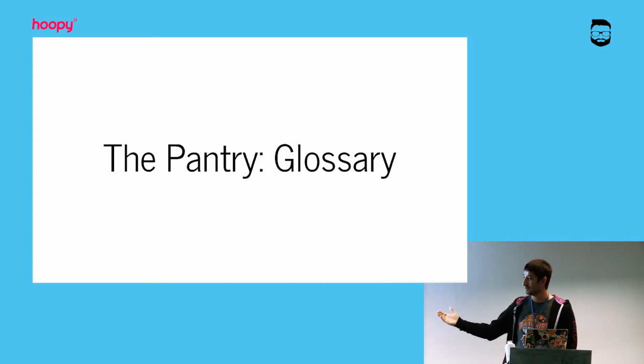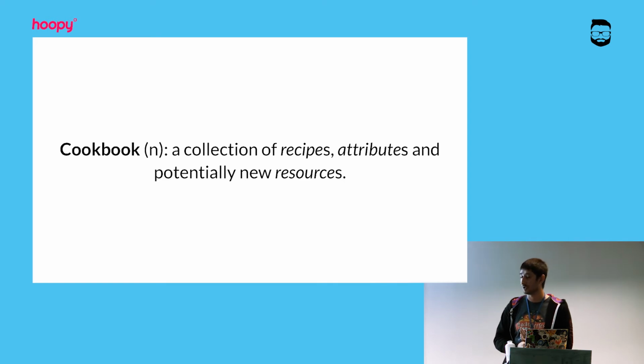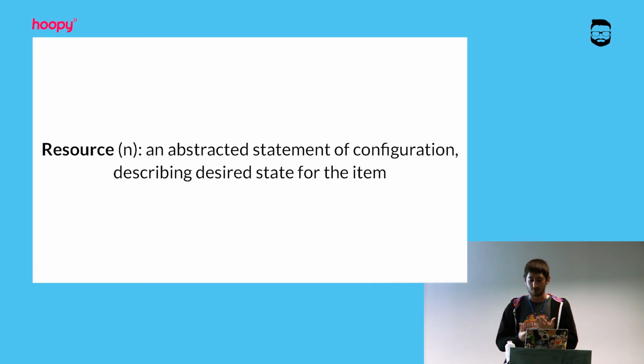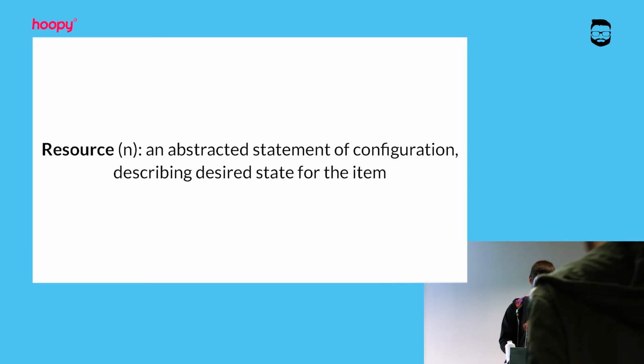So let's go into the Pantry and look at some of the terms. There's a cookbook, which is a collection of recipes, attributes, and potentially new resources. For instance, this is the Java cookbook, which has a recipe that installs Java. The recipe itself is a collection of resources and logic. A resource is an abstracted statement of configuration describing the desired state for the item. For instance, this would be package, openjdk, install. So it's fairly readable.